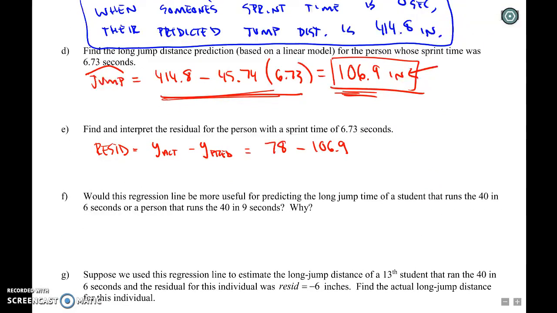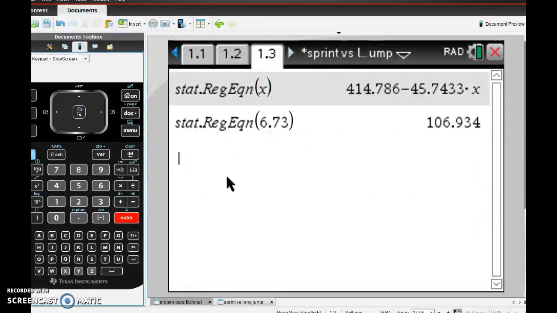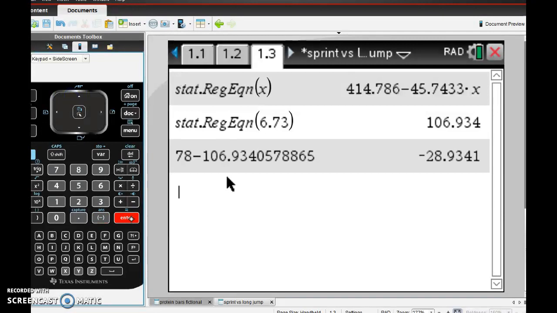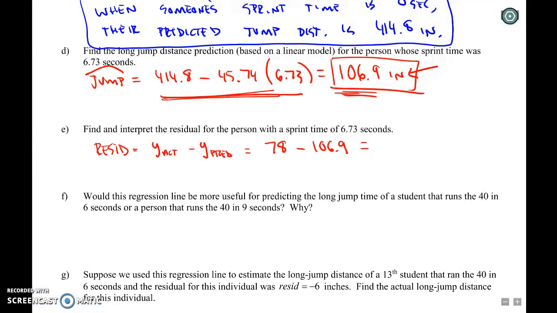Their predicted is 106.9. So what's the residual? 78 minus last answer, negative 28.9. And my units are going to be in inches. Now, oftentimes they ask you to interpret this value. I did ask, I'm sorry. So interpret this value. Well, that means my predicted was bigger than my actual.